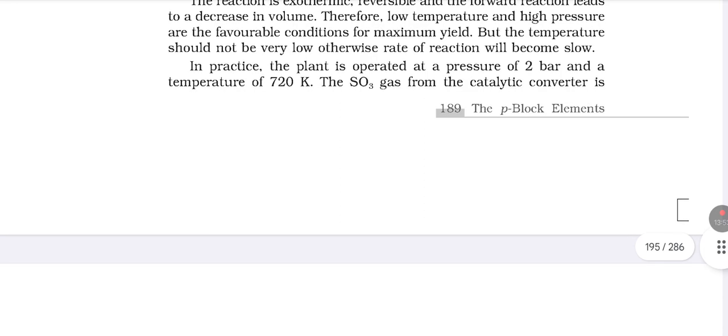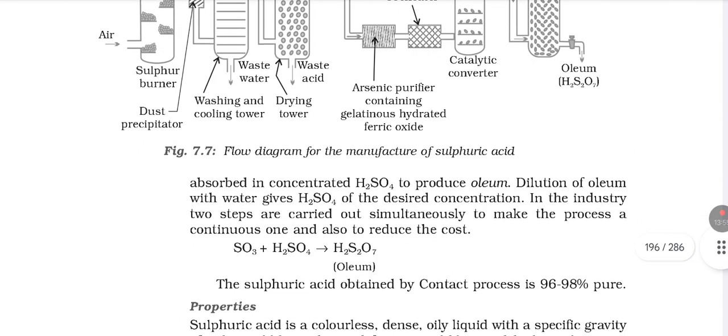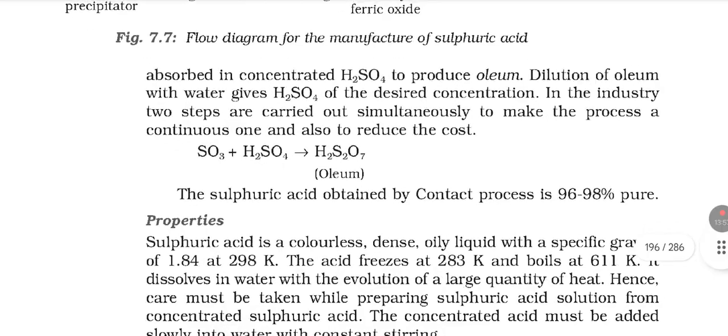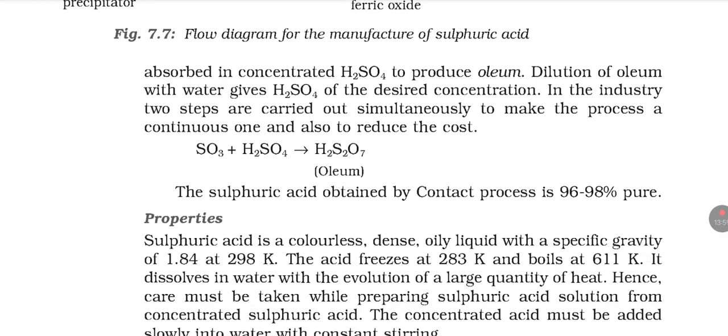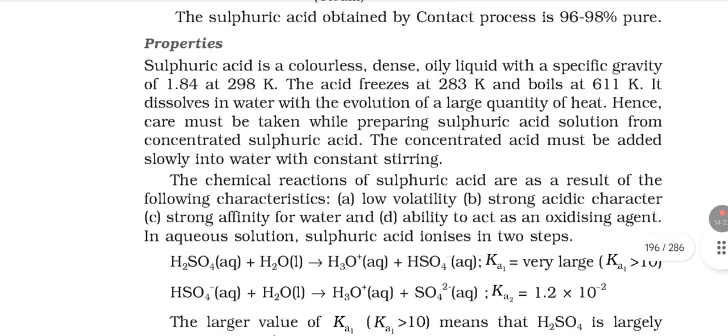SO3 gas from the catalyst converter is absorbed in concentrated H2SO4 to produce oleum. Dilution of oleum with water gives H2SO4 of desired concentration. In the industry, two steps are carried out simultaneously to make the process a continuous one and also to reduce the cost. The sulfuric acid obtained by contact process is 96 to 98% pure.